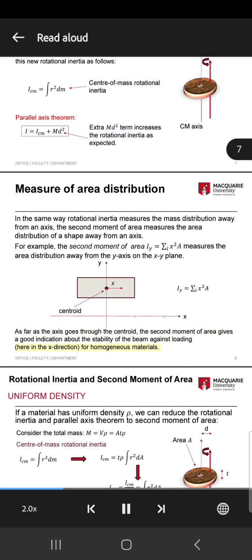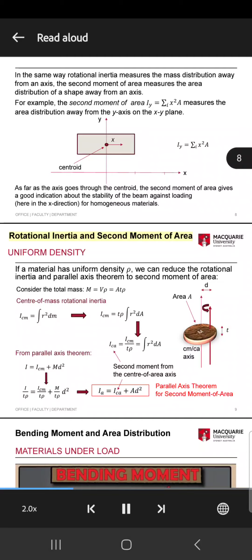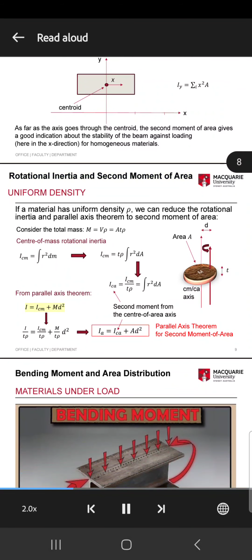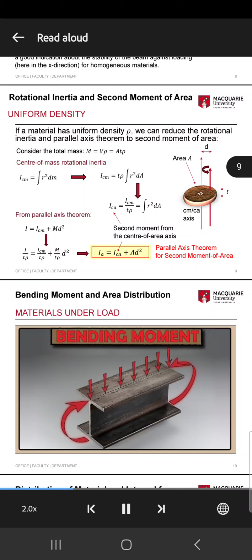Here in the x direction, for homogeneous materials with uniform density, rotational inertia and second moment of area. I2 equals I_C plus M D squared. I_C equals the integral of R squared dA. Second moment from the center of area axis. Center of mass rotational inertia. Cap I sub A equals cap I sub CA plus cap A D squared.